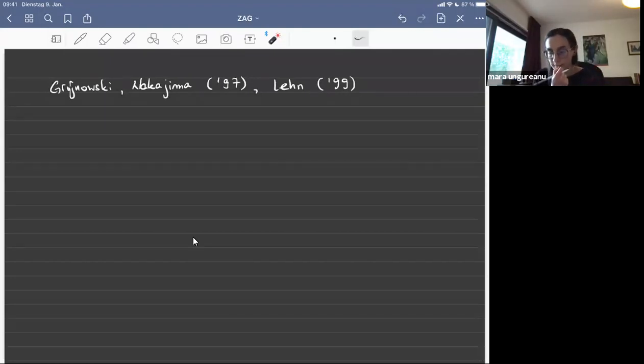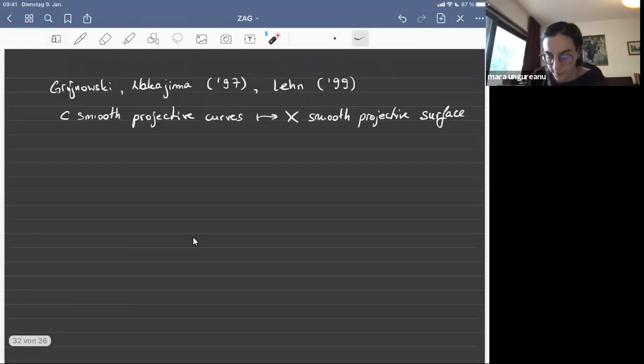What is very nice, there was Grojnowski and Nakajima independently in '97 and also work by Lehn in '99. They understood the following thing. Basically everything that I've said so far about curves, you can pretty much also say about smooth projective surfaces. Of course, you have to be a bit careful because now you have to replace the symmetric product with the Hilbert scheme of points of a surface, but that's okay.